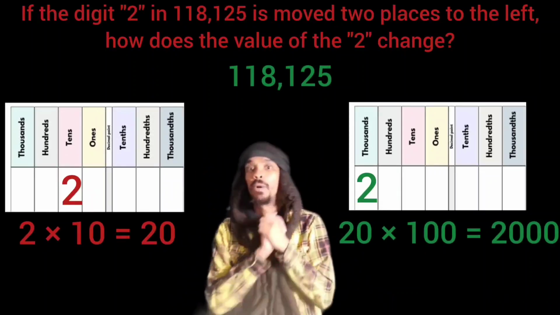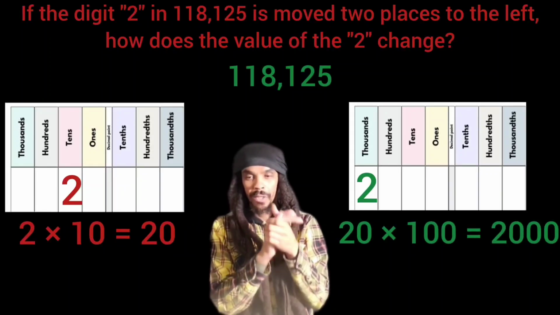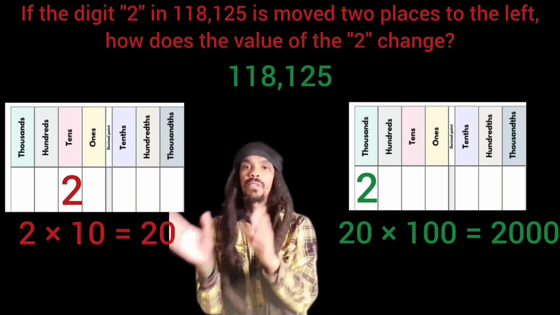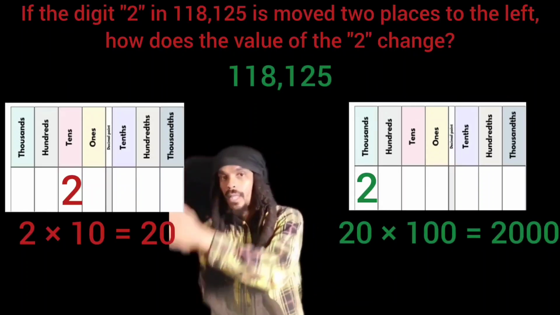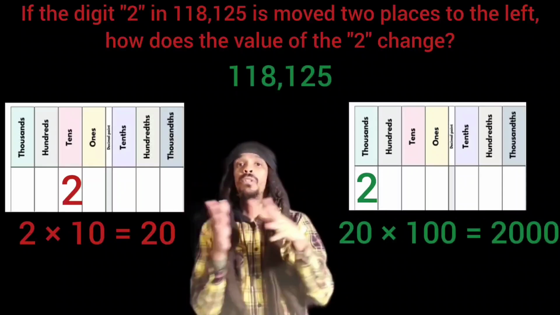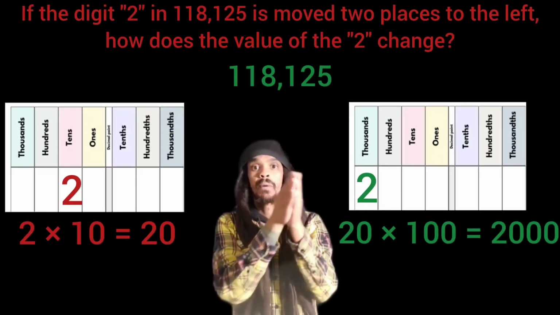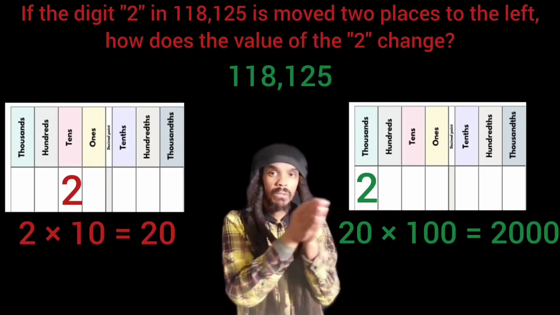Okay, but anyway, so basically the value changes. When the numbers move to the left, it's going to multiply by powers of 10: 10, 100, 1,000, okay? And when it goes to the right, it's going to divide by 10, divide by 10, divide by 10, divide by 10, divide by 100, divide by 1,000, okay?